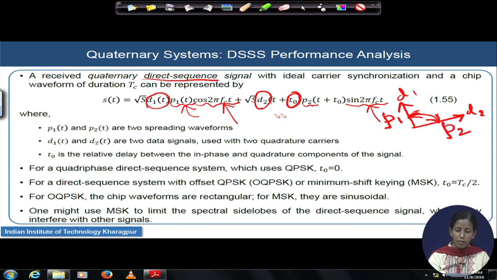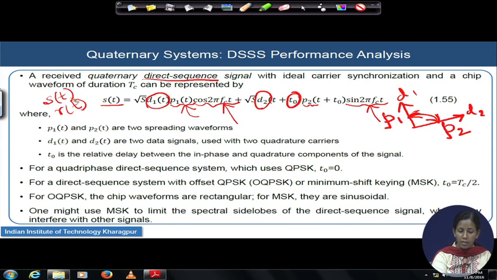And combining all the effects, we are given by equation 1.55, where the received signal S(t) is given by this. Why am I saying that the received signal is S(t)? Because usually we denote the transmitted signal as S(t) and the received signal as R(t).